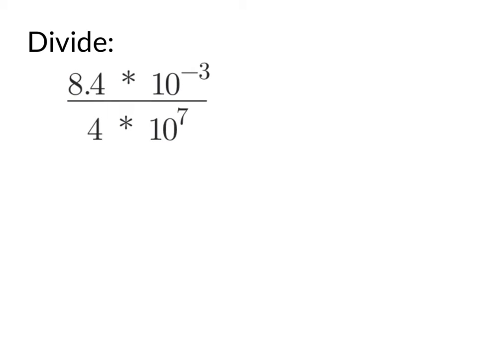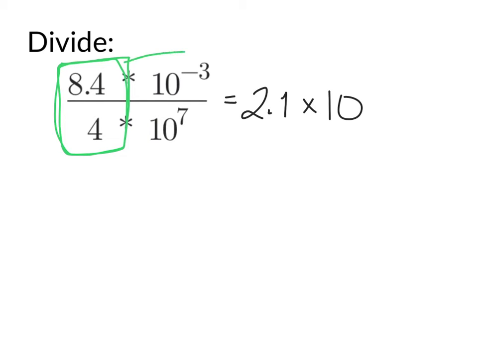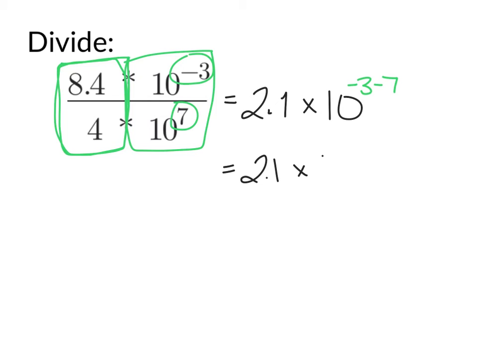When we have 8.4 times 10 to the negative third over 4 times 10 to the 7th, we want to divide this fraction, so we're going to split it up and just divide 8.4 divided by 4, and we'll get 2.1. For the power of 10, we come over here, and we're going to take our two powers and subtract them. So we'll do negative 3 minus 7, making our final answer 2.1 times 10 to the negative 10th power.